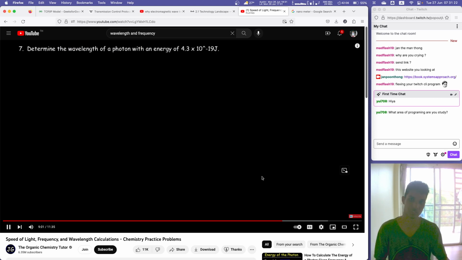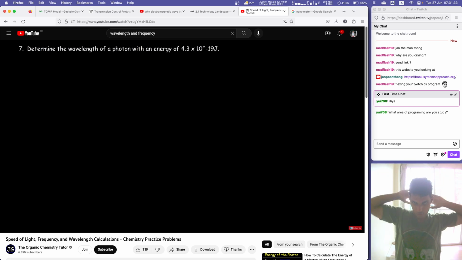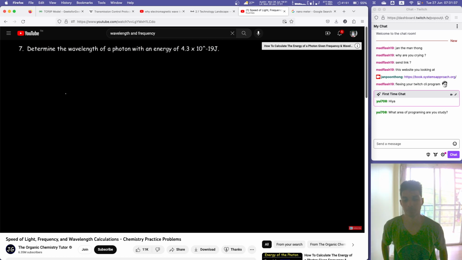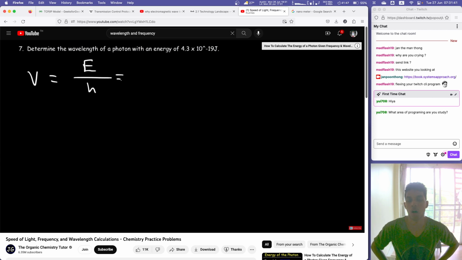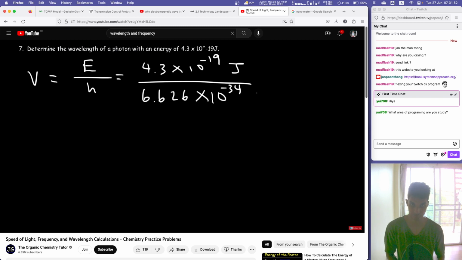Determine the wavelength of a photon with an energy of 4.3 times 10 to the negative 19 joules. So what we're going to do in this problem is just like before: calculate the frequency first, and once we have the frequency, then calculate the wavelength. So the frequency is the energy divided by Planck's constant. So it's 4.3 times 10 to the negative 19 joules divided by 6.626 times 10 to the minus 34.